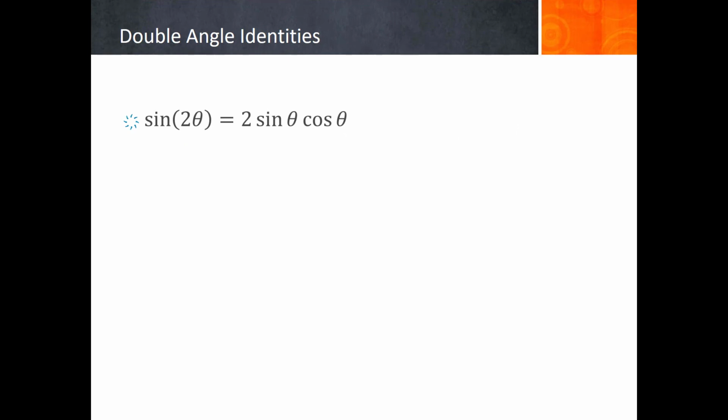All right, so the first set of identities we call double angle identities. And again, just looking at our expression here, we have the sine of 2 theta.